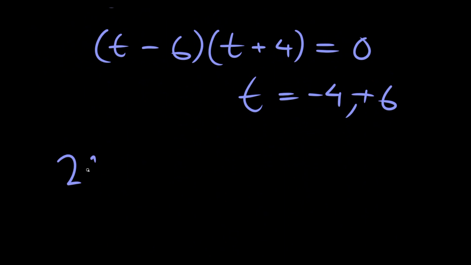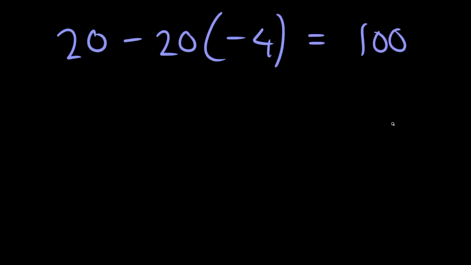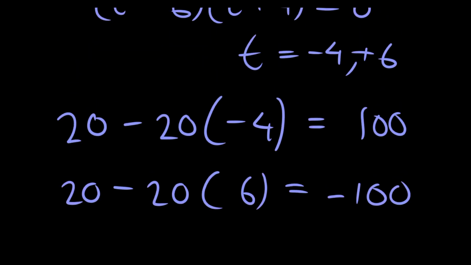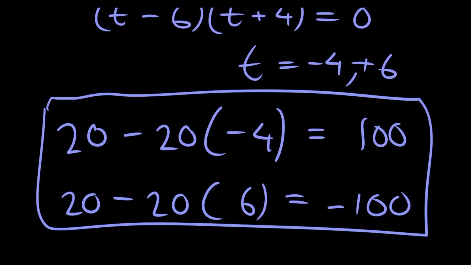So we're going to have 20 minus 20 times negative 4, which is going to be equal to plus 80. So this is 100. And the other one is 20 minus 20 times 6, which is 20 times 6, 120. 20 minus 120 is negative 100, I think. And this should be our answer for the two accelerations.